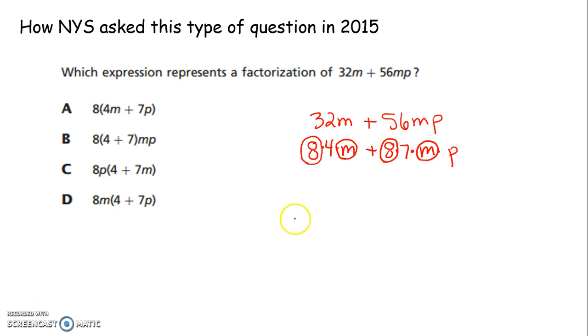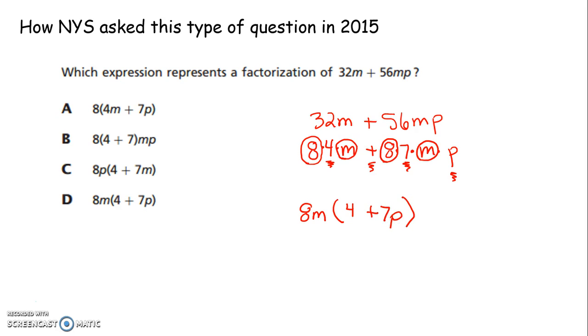So to undo this distributive property, 8m goes out in front of our set of parentheses. Then I say, what do I have left within? Well, in this first slot, I have a 4 left. I have my plus sign left. In the second slot, I have my 7 left and my p left. So 4 plus 7p. Okay?